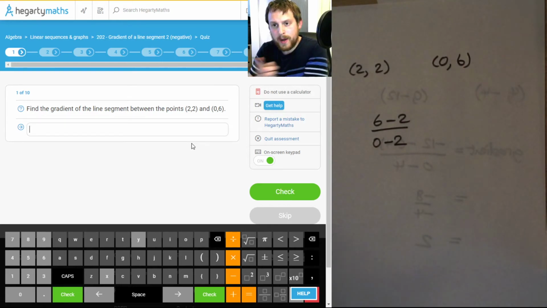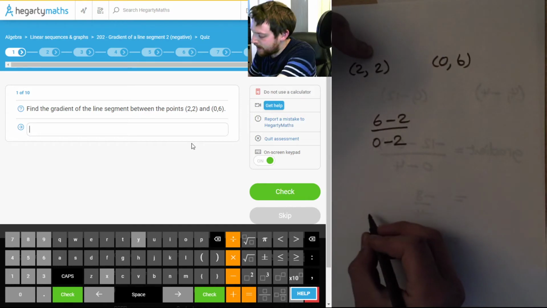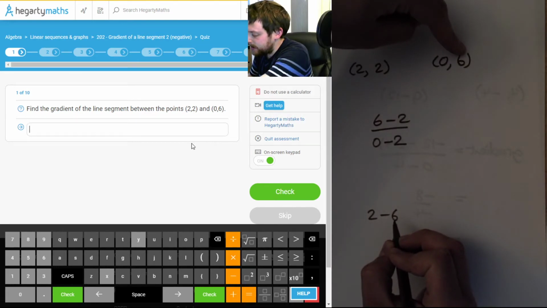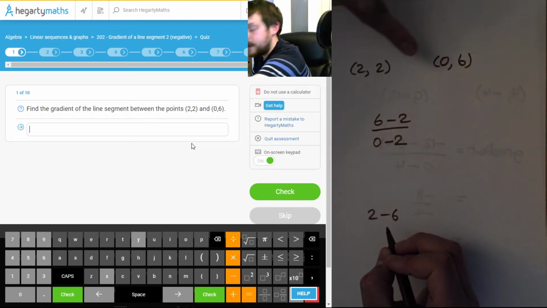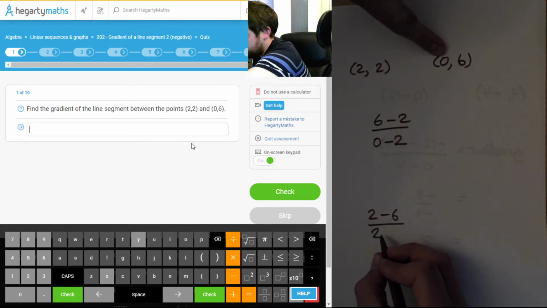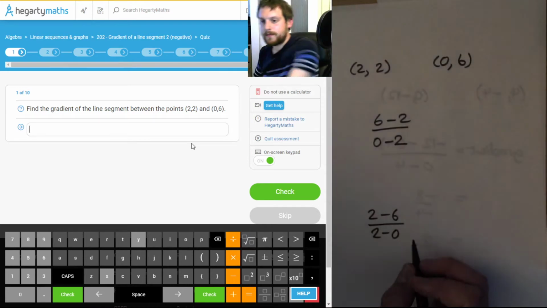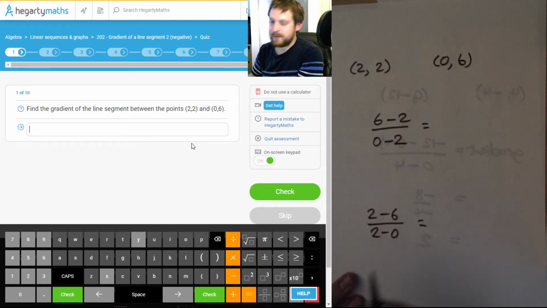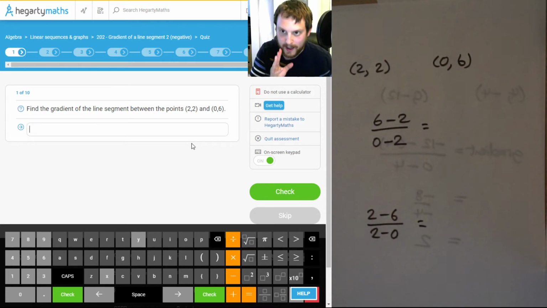You could do it the other way around. Let me actually show you what that is. So if I did it the other way around, I would have 2 take away 6. So it's this 2 take away 6 on the top. And then 2 take away 0 on the bottom. Let's see if we get the same answer for both. Spoiler alert, we're going to get the same answer.